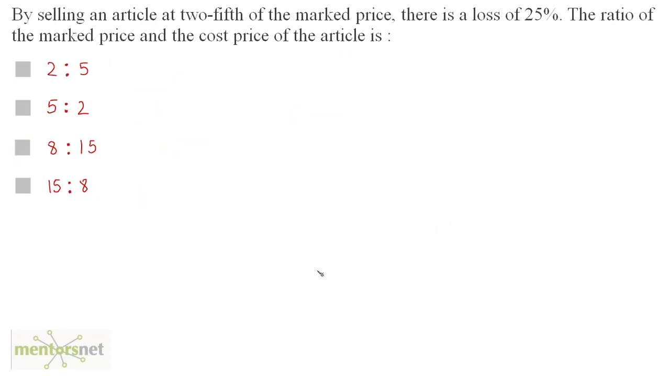By selling an article at 2/5 of the marked price, there is a loss of 25%. The ratio of the marked price and the cost price of the article is? Firstly, let me tell you that marked price is the selling price, right? Now it is said that by selling an article at 2/5 of the selling price, there is a loss of 25%, which means that if I sell the article at 2/5 of the selling price, it is equal to the cost price reduced by 25%. So cost price minus 25% of the cost price.